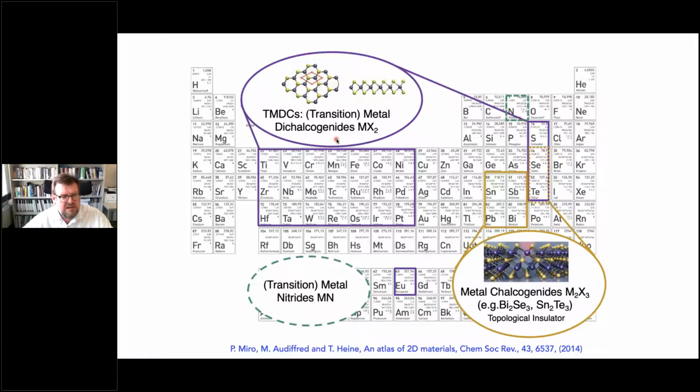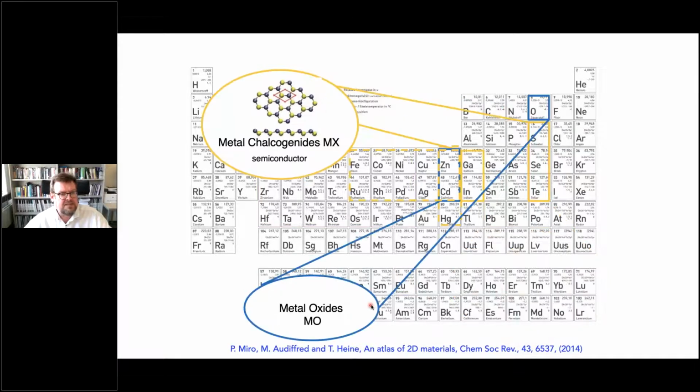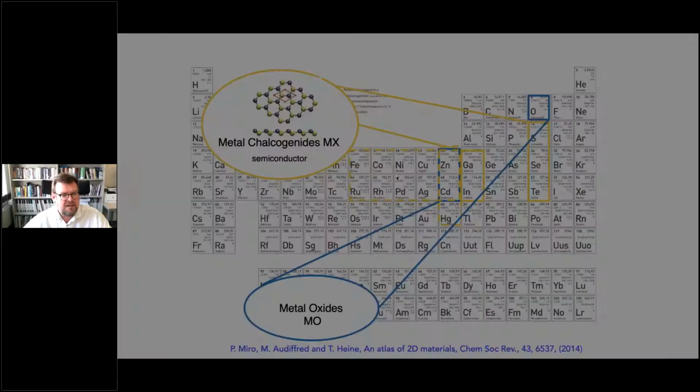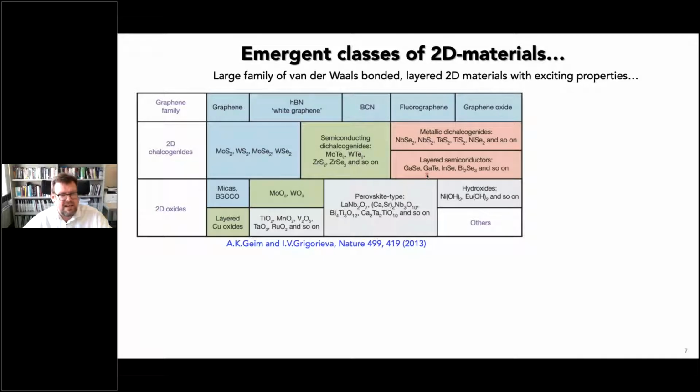But there are many, many others: 2D forms of nitrides, gallium nitride, all kinds of things like this, metal chalcogenides, which tend to be topological insulators or have interesting properties. There are metal oxides, too many to mention, and monochalcogenides, things like, let's say, gallium selenide, gallium telluride.